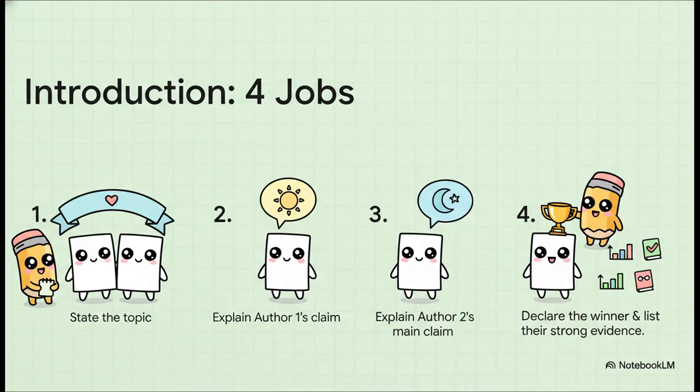It's a checklist. 1. Tell us the topic both articles are about. 2 and 3, quickly say what each author's main point is. And 4, this is the most important part, you have to declare a winner. You have to say which argument is better, and then list the strong evidence they used to win.